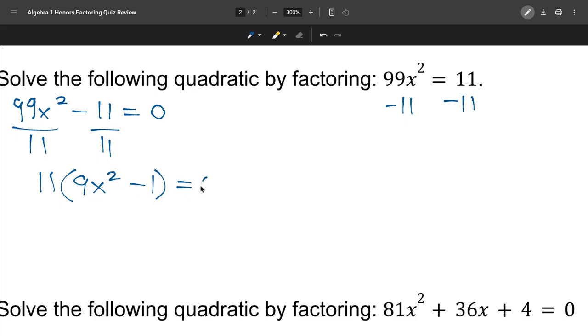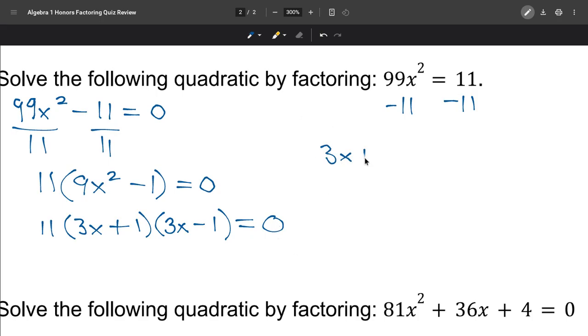Okay, I'm going to let you guys check to make sure that I'm right here, but this is a difference of squares. I'm going to let you guys do that. So we have 11 times 3x plus 1 times 3x minus 1. And that is equal to 0. So now we can set 3x plus 1 equal to 0, and 3x minus 1 equal to 0.